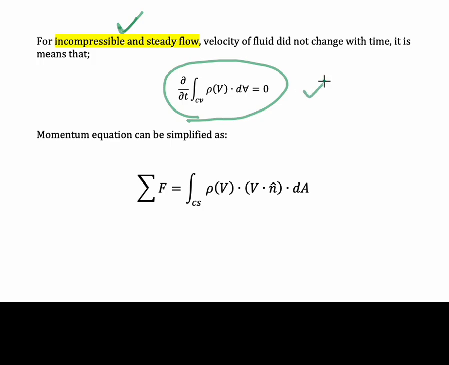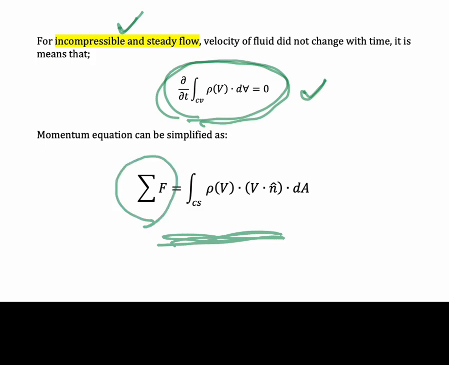So this is the simplest, most common assumption used in the momentum equation. It means that the equation here can now be reduced to this term, because the control volume is not affecting the equation. So some textbooks will write the final momentum equation like this: the sigma of F, meaning the total amount of force, is equal to the integration of rho v Vn dA.